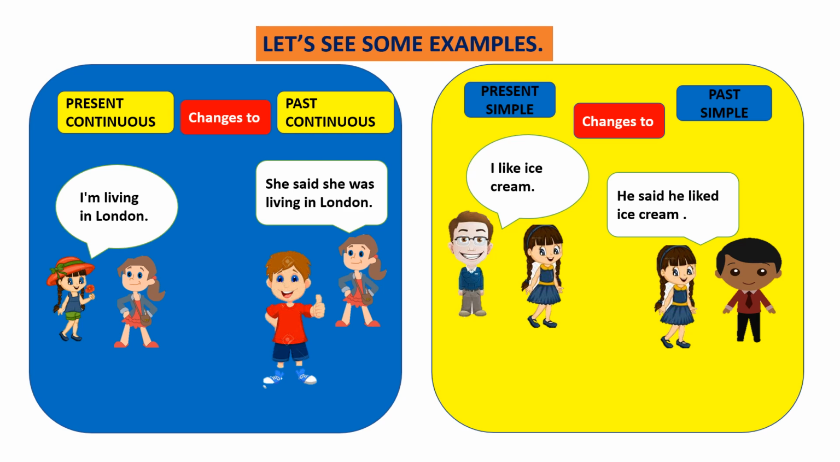So let's take a look at the examples and see how tenses change when we change direct speech into reported speech. The first change that we are going to talk about is present continuous, and it changes into past continuous. For example, I am living in London. She said she was living in London. If the statement is in present simple, it changes to past simple. I like ice cream. He said he liked ice cream.